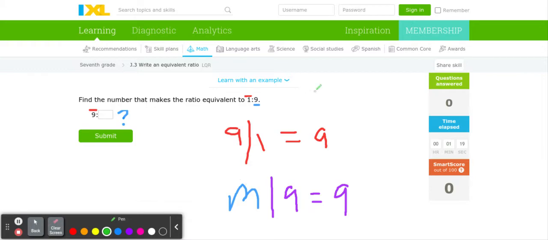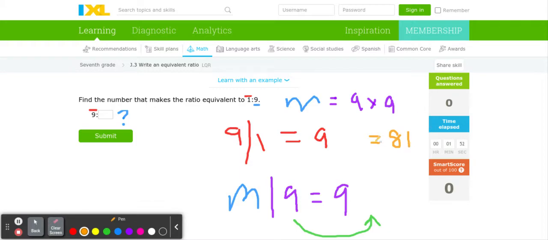Now the easiest way to solve this would be to bring the 9 over to this side. How we can do that is we can write m equals 9 times 9. So now all we have to do is figure out what 9 times 9 is. If you know your multiplication table and have memorized it, you would know that equals 81.